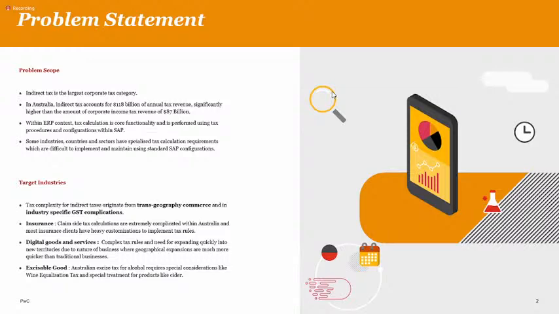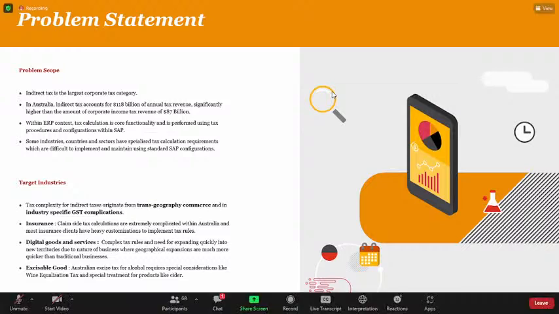So just to give a feeler for the scope of the problem, the indirect tax is the largest corporate tax category, and indirect tax accounts for almost $118 billion of revenue for Australia market. And the addressable market for tax compliance and determination is around $7 billion for the US market and around $600 million for Australia and New Zealand combined.